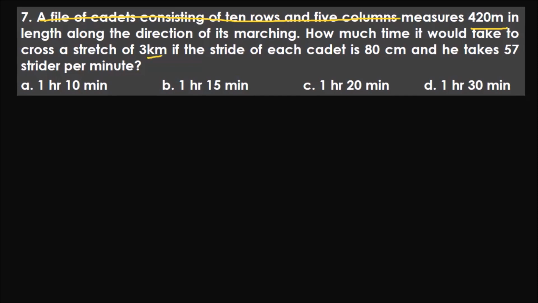This again is important. If the stride of each cadet is 80 centimeters and he takes 57 strides per minute. This is actually strides per minute. Now, what is a stride? We'll get to that a little later. First of all, let's visualize the entire problem. We have a stretch of 3 kilometers. All right. So this is 3 kilometers. Let's convert that into meters. We have 3000 meters over here.